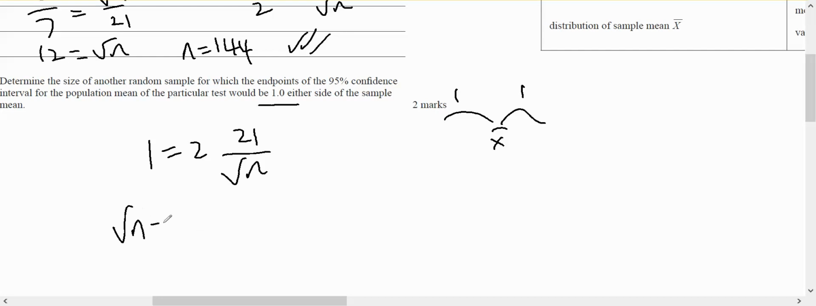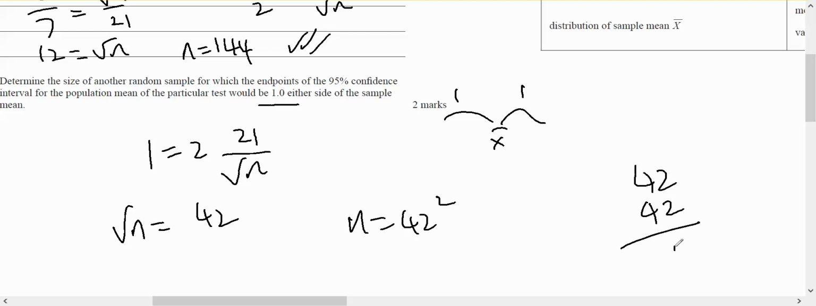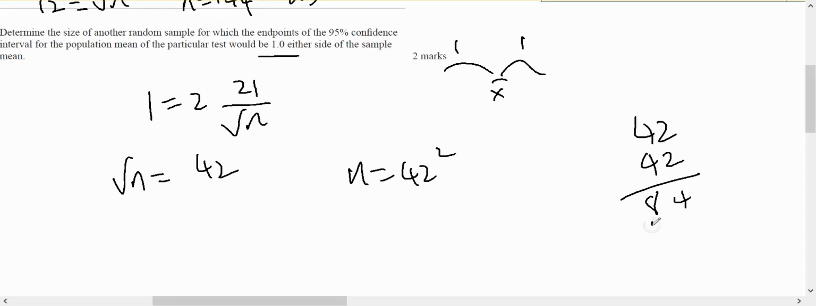root N will equal 42, therefore N equals 42 squared, and 42 times 42: 4 2s are 8, 4 4s are 16, so 1764 is going to be my value of N.